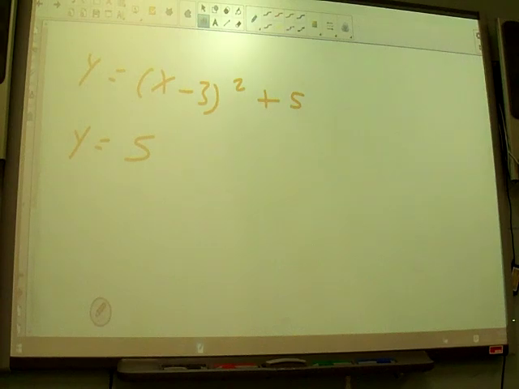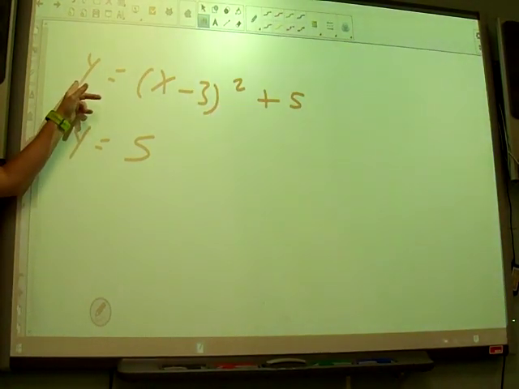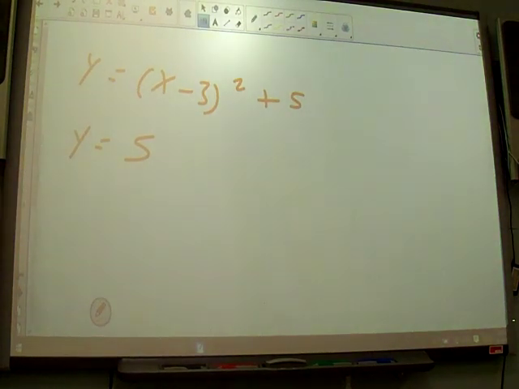Okay, but this one is set up perfect. It tells you exactly what y is. 5. So all you have to do is take 5, plug it in, and then solve for x.